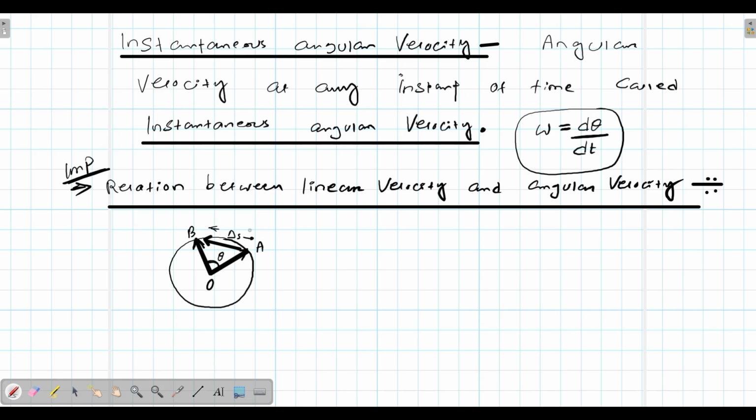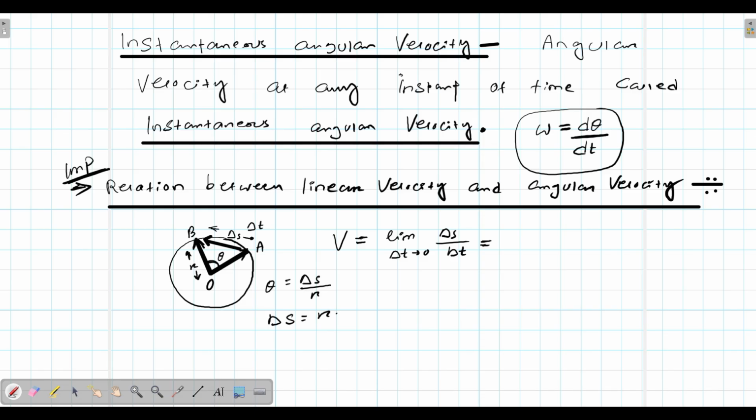So relation between linear velocity and angular velocity. V equals to how much? V equals to del s by del t, or limit del t tends to 0 del s by del t. Theta equals to how much? Theta equals to del s by r. Del s equals to r into theta.